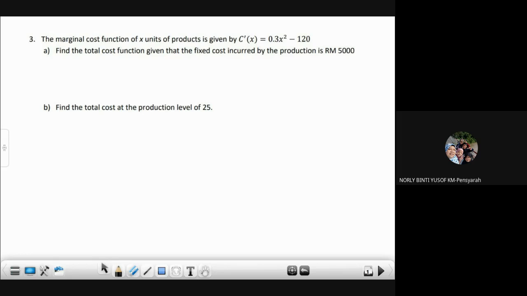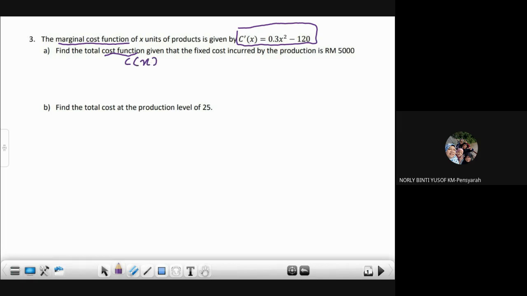Okay, tengok pada soalan nombor 3. Question give you the marginal cost. So question give already the marginal cost, C prime lah. Before number 1 and number 2, kita kena cari marginal cost tu kan. So in this question, the marginal cost is given of X unit of product. So find the total cost function. That means dalam soalan dia nak cari C lah kan.